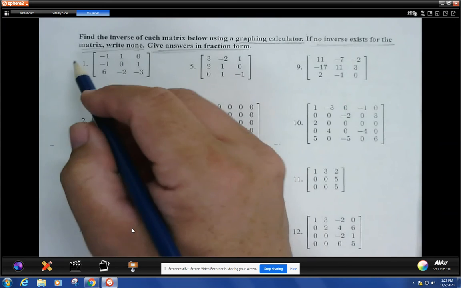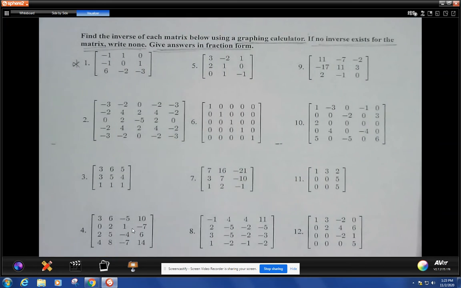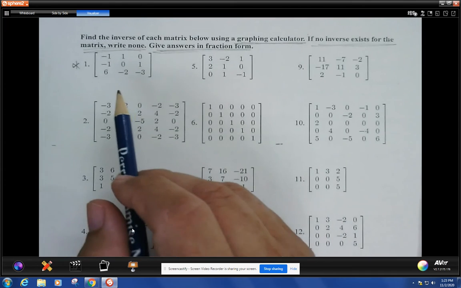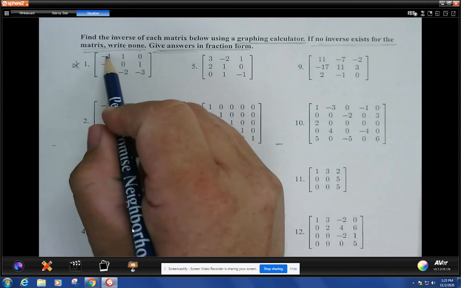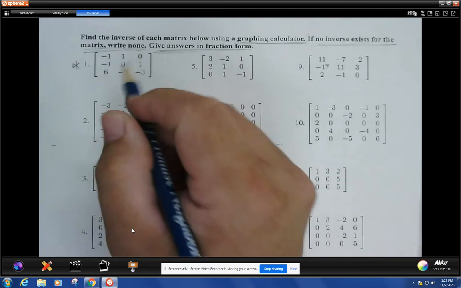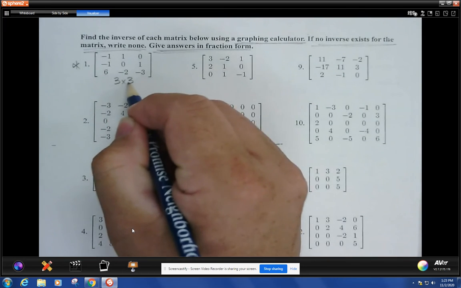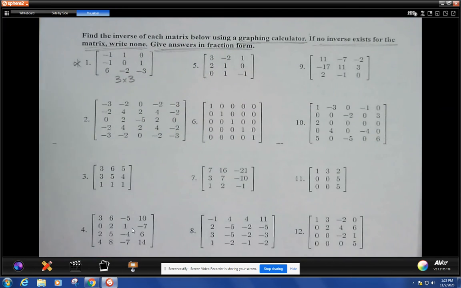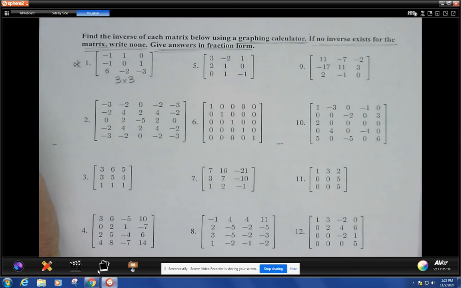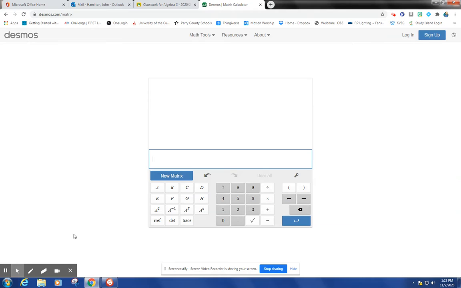So I want to look at number 1 here, and then we're going to look at another one in just a few minutes. But just like we always do, let's think about the dimensions. I've got 3 rows, I've got 3 columns. So this is a 3 by 3, okay? So that's what I'm going to need to put into my matrix calculator. I'm going to go ahead and just bring up the matrix calculator and do new matrix.